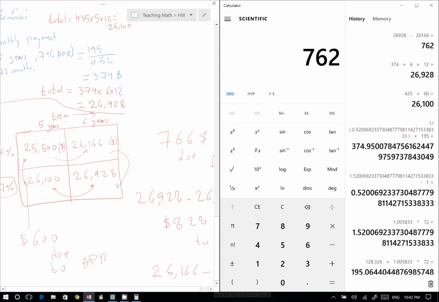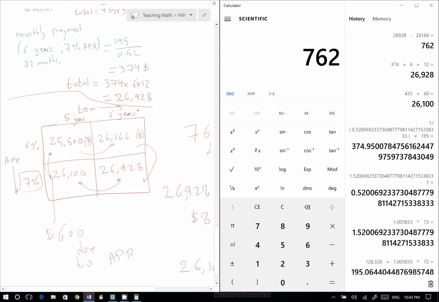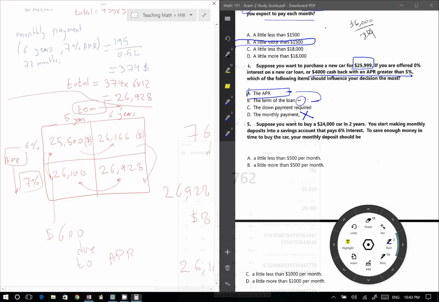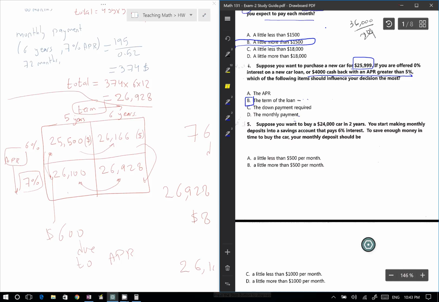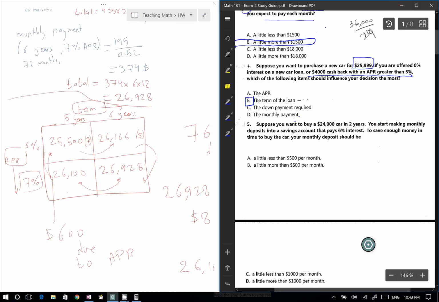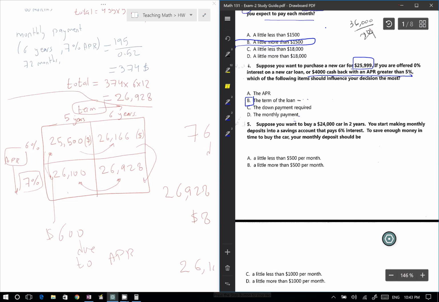So long story short, I compared these and I realized that the term has a bigger impact than the APR. Long story short, this is my answer. The term of the loan affects more than anything else. Okay, now difficult problem, but it's good that we practice this here, and we may not get it as difficult in the exam, but just make sure that you know how to solve these problems.